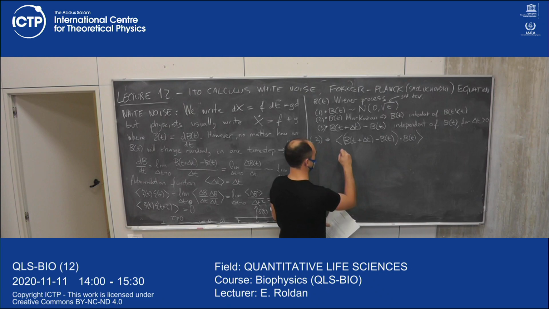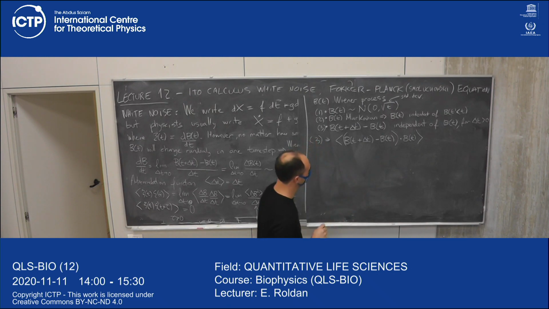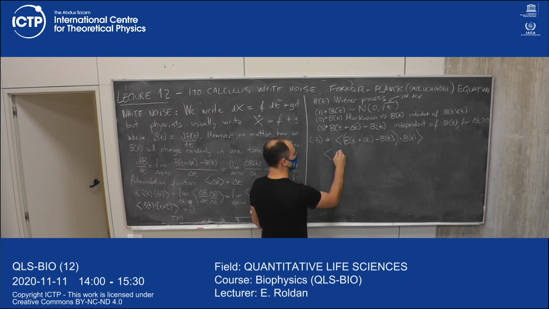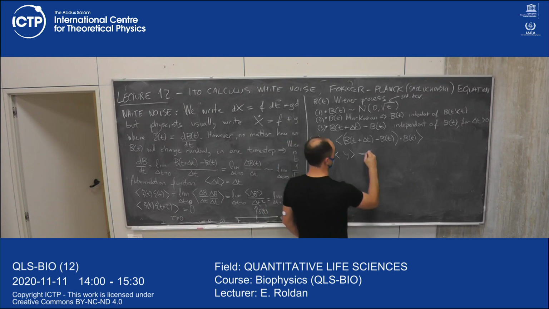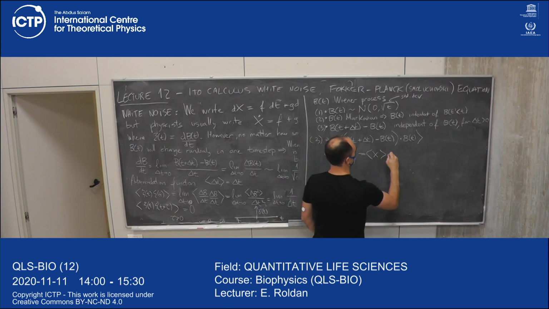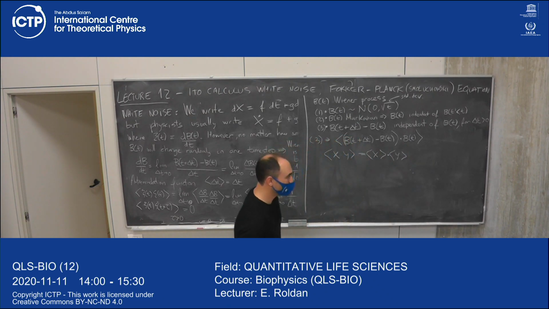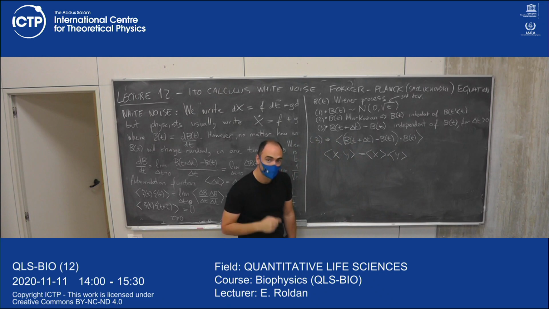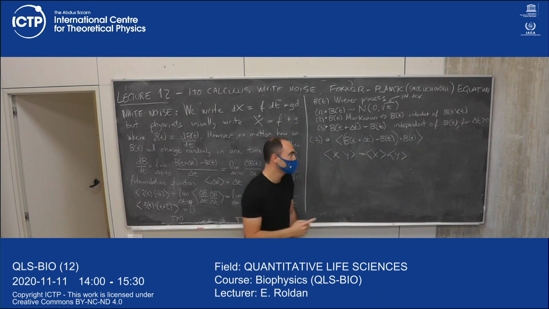Okay. For the first term, it must be independent, and for the second term, it must be dependent. Yeah? Sure, you're right. But if x and y are independent, when you do the product, it's the product of the averages, this times y. And what is the average of y in this case? What is the average of B of t? It is 0. So this is 0.